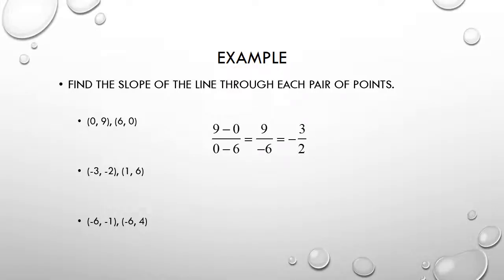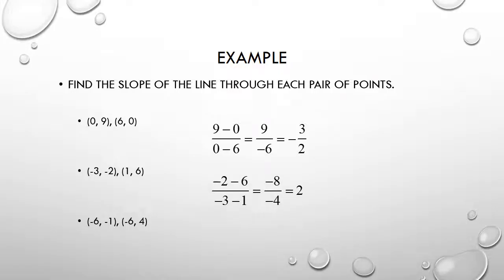You'll notice that it doesn't really matter which y I choose to go first for the numerator. However, whichever y I choose first, its matching x value must be first in the denominator. So if I had decided to use the point 6, 0 first, it would have been 0 minus 9 over 6 minus 0 and would have given me the same answer.